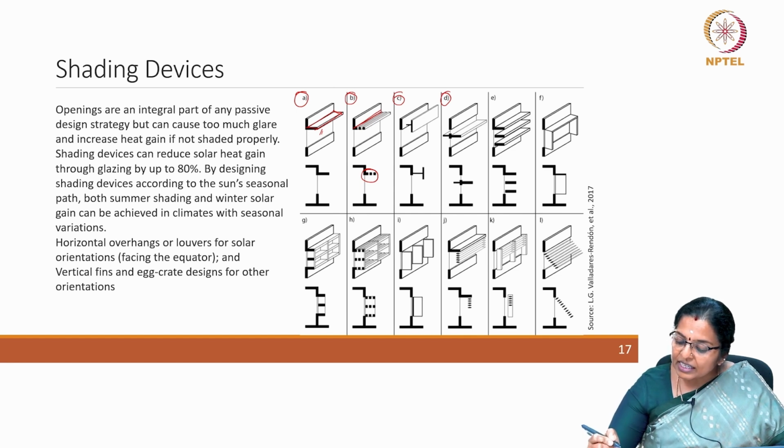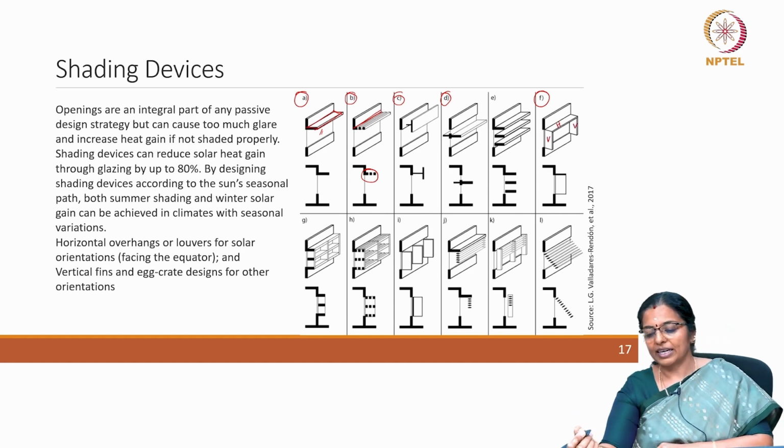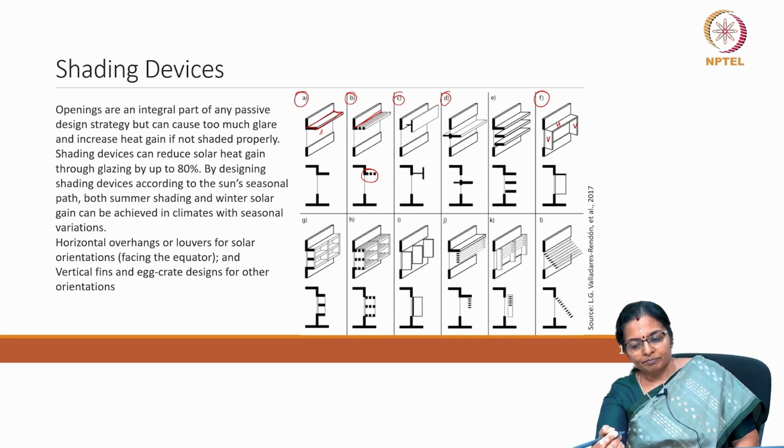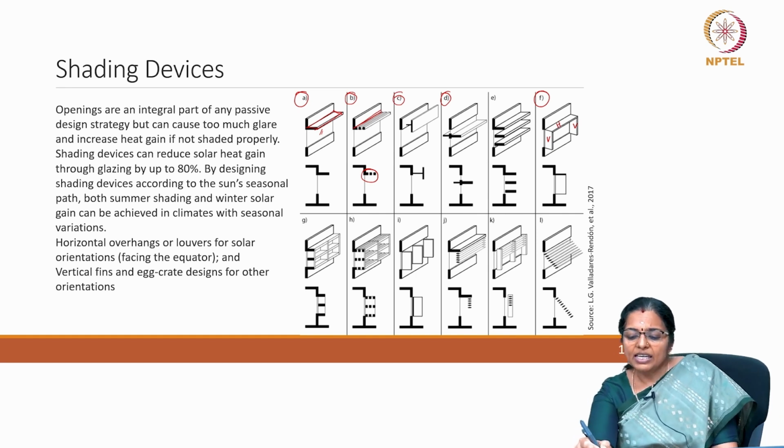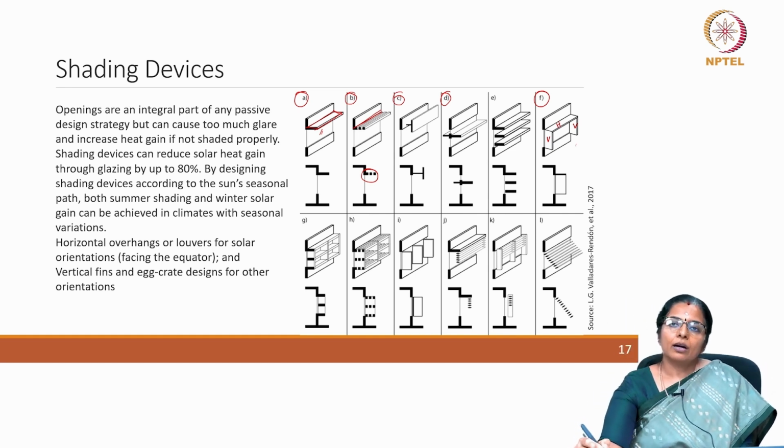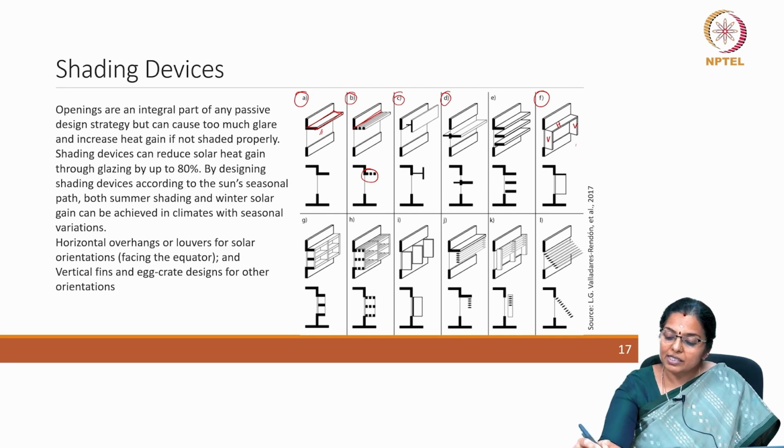E is a series of horizontal shading devices, and F is a vertical shading device along with a horizontal shading device. So, you have a horizontal and two vertical shading devices like a box. This is highly effective along the west side for a tropical climate like say Chennai.